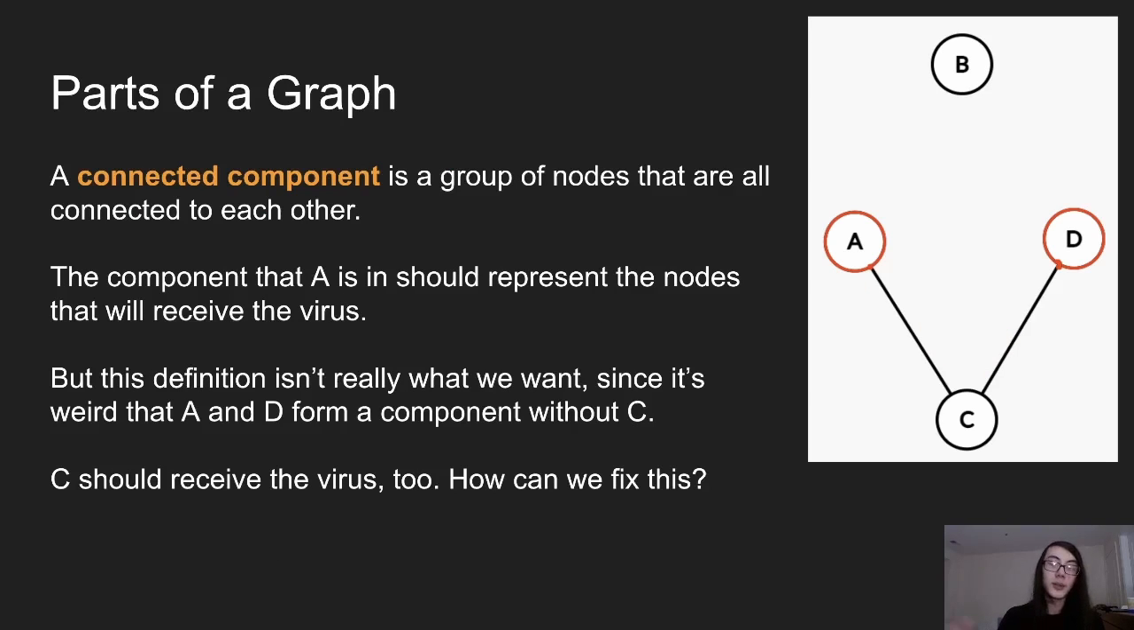A connected component is a group of nodes that are all connected to each other. But that's actually not enough of a definition because A and D themselves are a valid component, but that's kind of weird. We want the whole group of A, C, and D to be the component. So let's add to our definition. Let's say the component also has to be maximal.